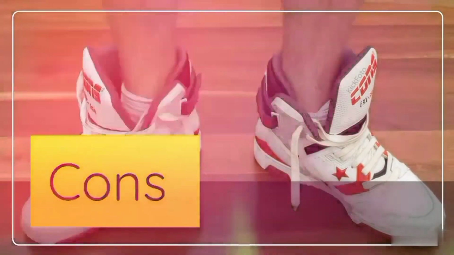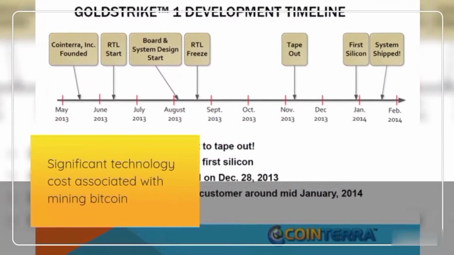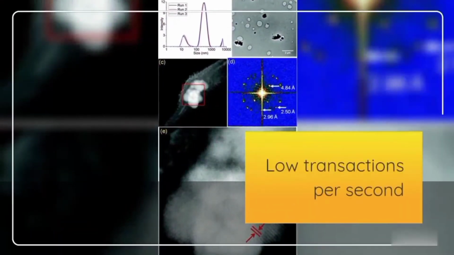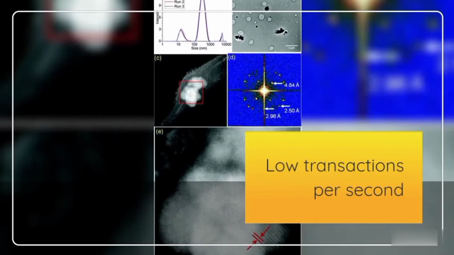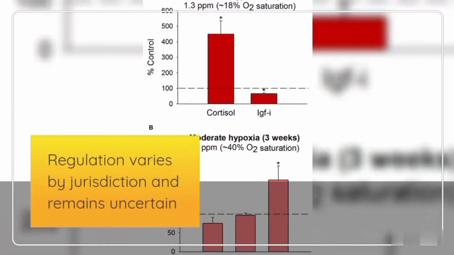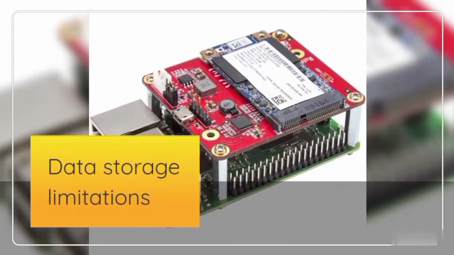Cons: Significant technology cost associated with mining Bitcoin. Low transactions per second. History of use in illicit activities, such as on the dark web. Regulation varies by jurisdiction and remains uncertain. Data storage limitations.